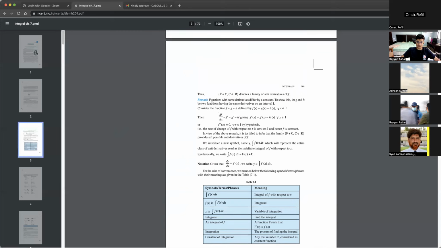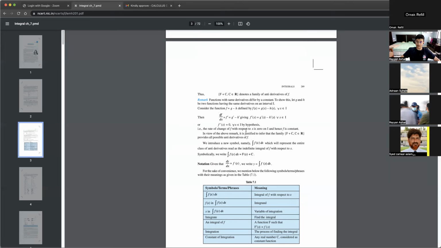And then this is an extra bit which says functions with the same derivatives differ by a constant. To show this, let g and h be two functions having the same derivatives on interval I. So we know that f(x) is equal to g(x) minus h(x). When we derive this, we get f'(x) is equal to g'(x) minus h'(x), and then we get 0 because the difference between them is a constant.